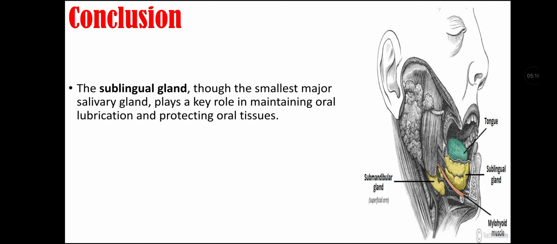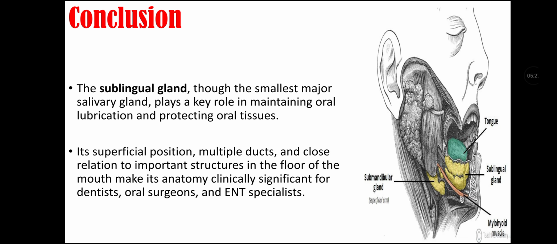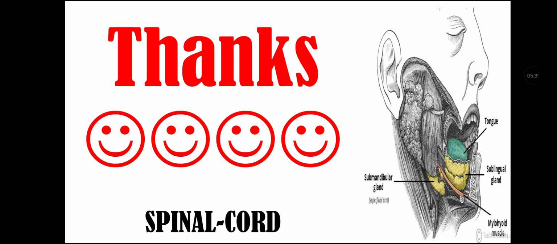Conclusion of this lecture video. Sublingual gland, though the smallest major salivary gland, plays a key role in maintaining oral lubrication and protecting oral tissue. Its superficial position, multiple ducts, and close relation to important structures of the floor of mouth make its anatomy clinically significant for dentists, oral surgeons, and ENT specialists. And this was all about sublingual gland anatomy.